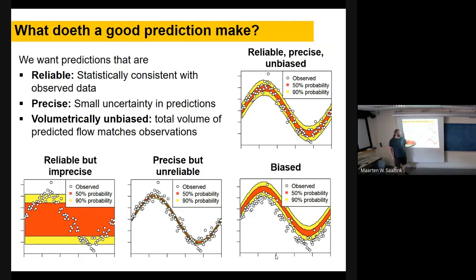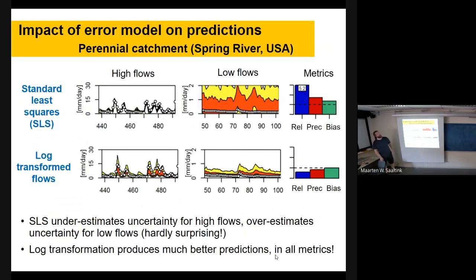But you can also have other deficiencies. You can be precise, so you can have a very narrow width in our uncertainty limits, but unreliable because we're missing pretty much all of the data. So this is basically being overconfident. And you can also have biases and various other problems. And so for each of these criteria, reliability, precision, and bias, we can define a quantitative metric, and then we can compare different transformations, different residual error models based on these criteria. And here is a bit of a summary of them.